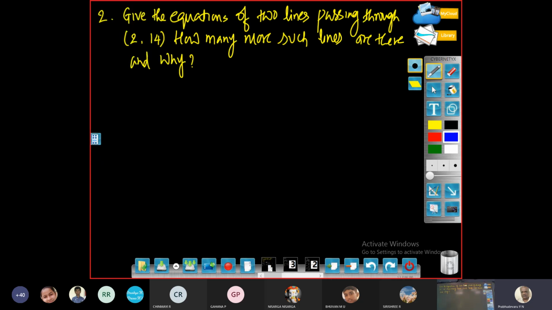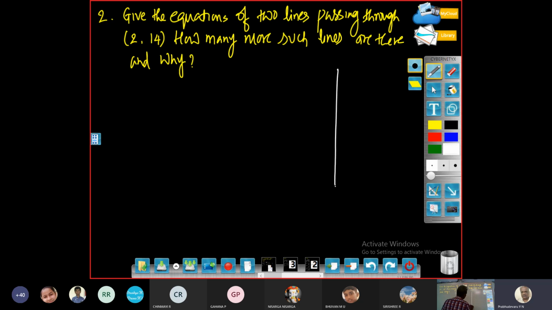Now we'll go to the second question here. Just observe the second question. What is given in this question? Look at this. Give the equations of two lines passing through the point 2, 14. How many more such lines are there and why?